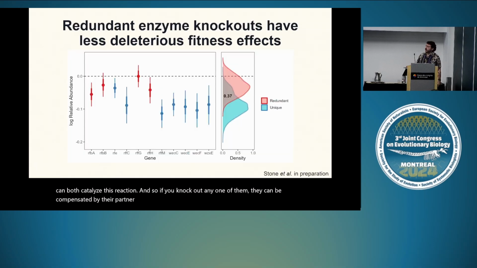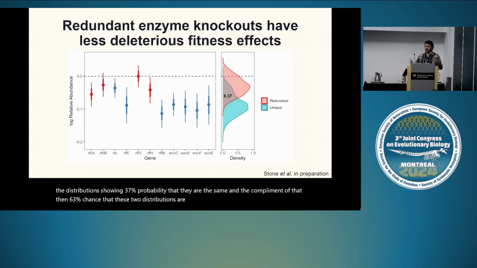And so you can see here that the unique genes in blue are deleterious when knocked out, while the redundant enzymes are closer to neutral, still a little deleterious. But again, you can combine these values into probability distributions, and this gives you a clearer, more empirical view of this hypothesis. And you can see there's a 37% overlap in the distributions, showing a 37% probability that they are the same. And the complement of that then, a 63% chance that these two distributions are different.